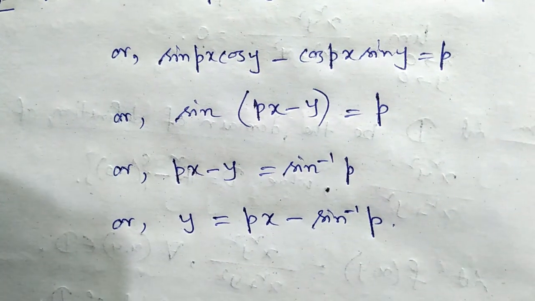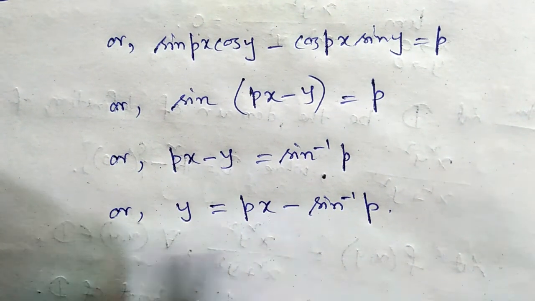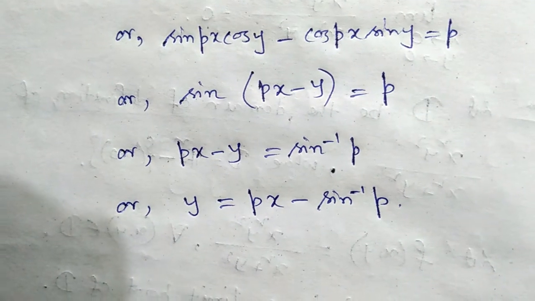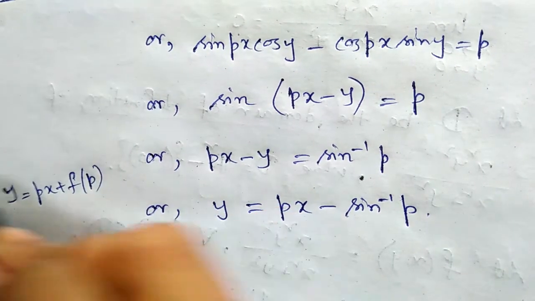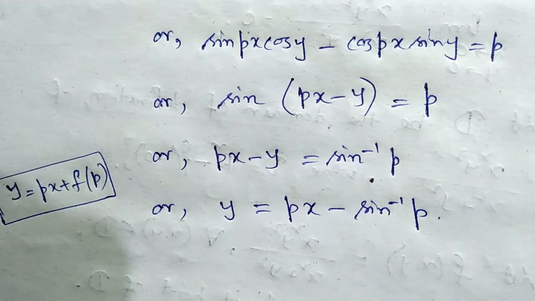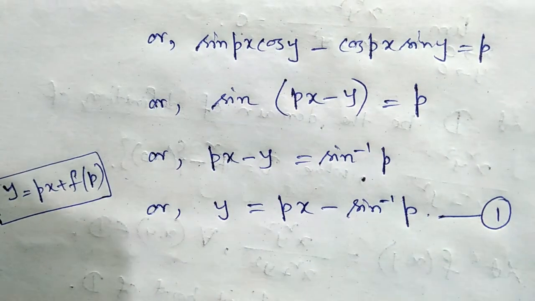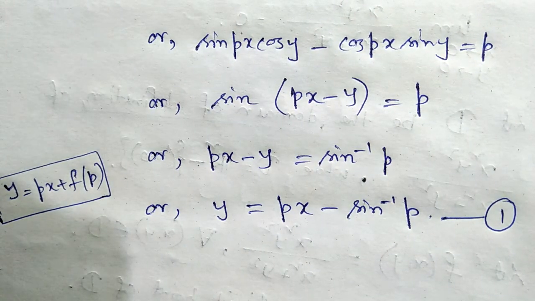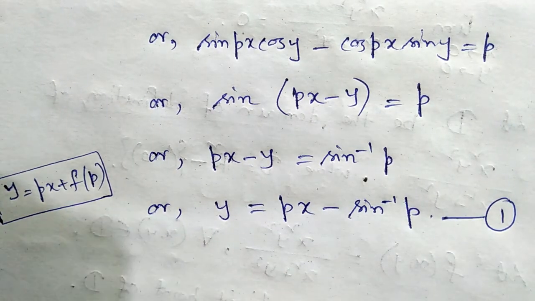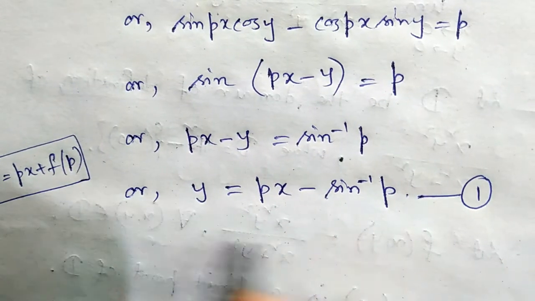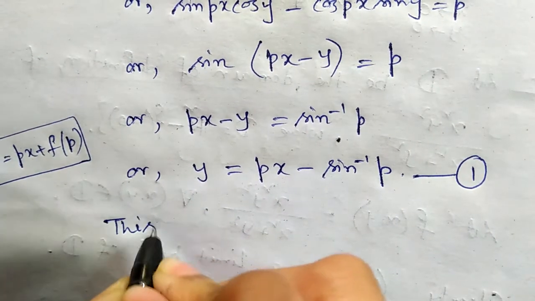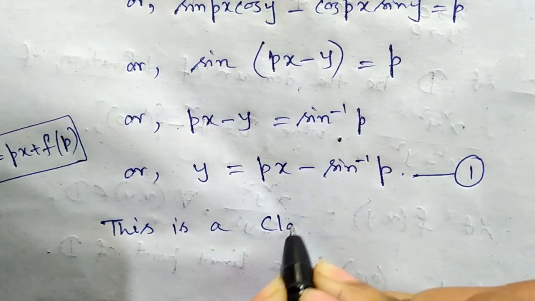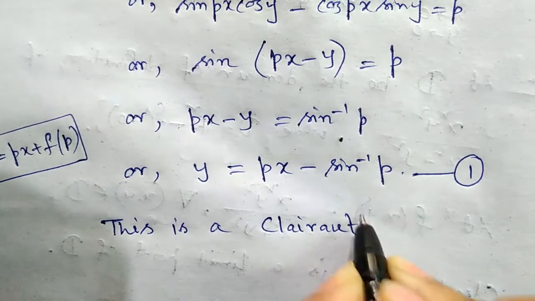Now see, compare this equation with the Clairaut's form. So what is Clairaut's form? y equal to px plus f of p. This is our Clairaut's form, and this is our obtained equation. So comparing these two, we can see that here f of p is minus sin inverse p. So clearly this equation (1) is a Clairaut's equation.